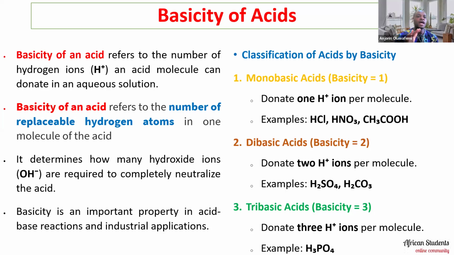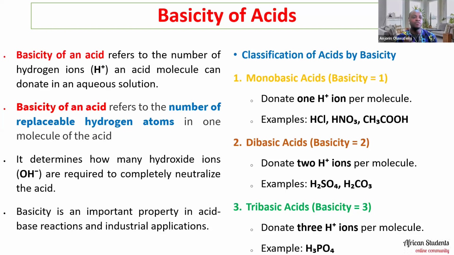Okay. Now, how do we classify acids based on basicity? We can have what we call monobasic acids. Monobasic acids have a basicity of 1. They donate 1 hydrogen ion per molecule. Examples are HCl, HNO3, and acetic acid, CH3COOH.